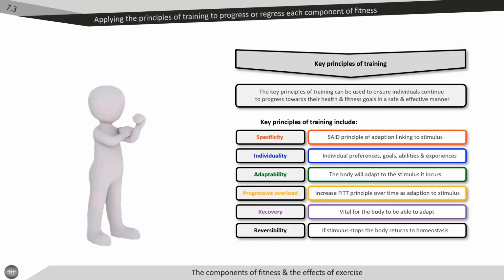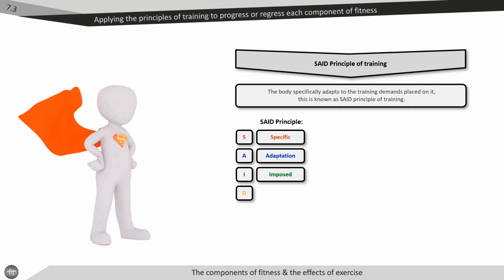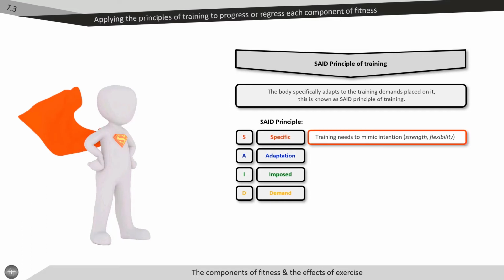However, special consideration and understanding should be given to the specificity of training and progressive overload in terms of FIT training principles of adaptation. The specificity of training principle, which we have just covered in the previous slide, is also known as the SAID principle of training. This is the primary principle of training, and the acronym stands for specific adaptation to the imposed demand. Now, the specific relates to the training stimulus needed to mimic the desired response.